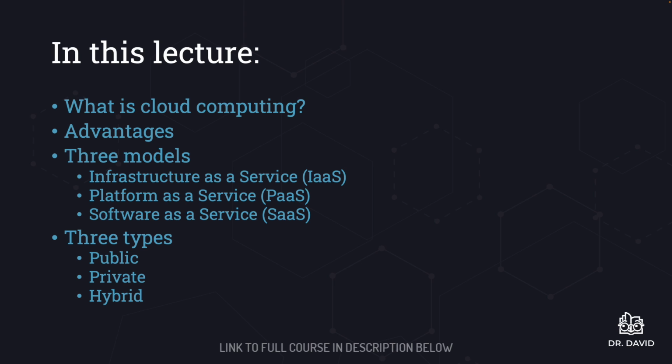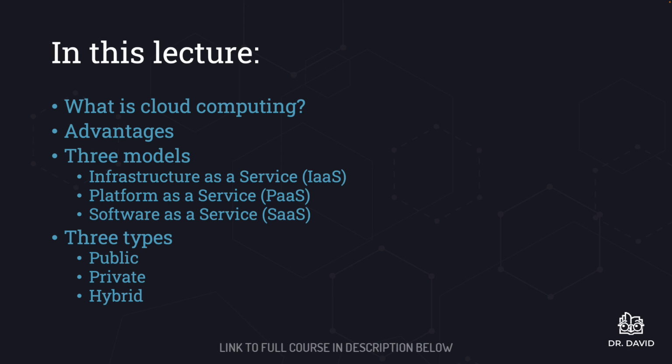We are then going to look at 3 models and 3 types of clouds. For our 3 models, we have infrastructure as a service, platform as a service, and software as a service. And for our 3 types, we have public, private, and hybrid. Now, I know the 3 types and 3 models might be a little confusing. There seems like there's some overlap there.